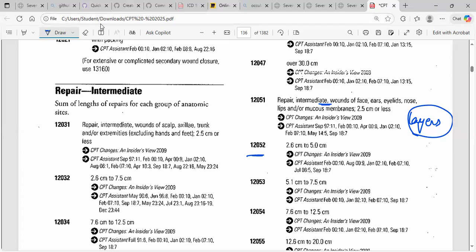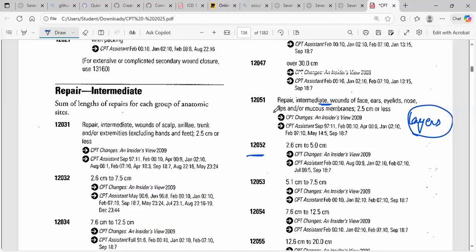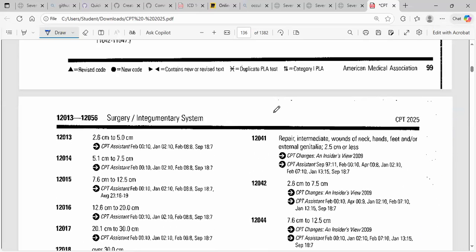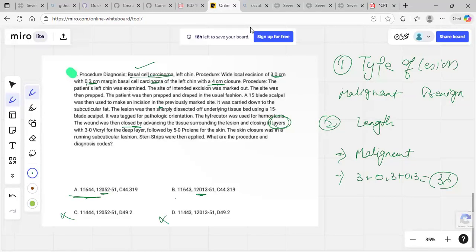And the next option is 12013. 12013 is a simple one. Simple repair means when a single layer has been closed, that is simple. In our question, the wound has been closed in layers. So we are going to consider option A. So the answer would be A.